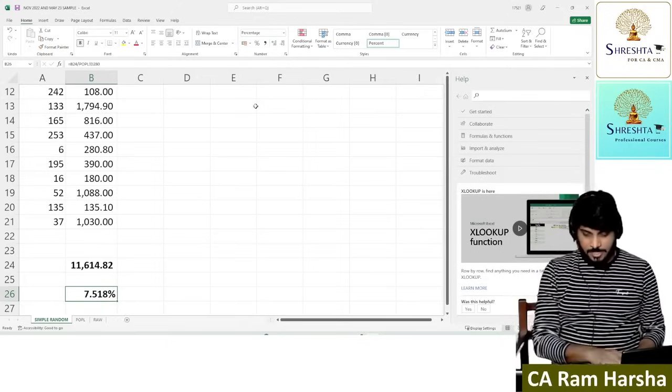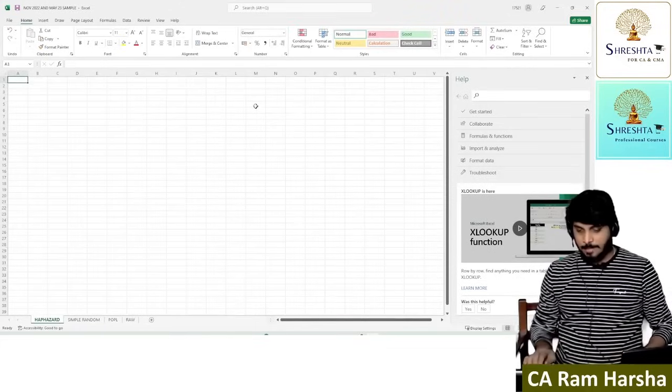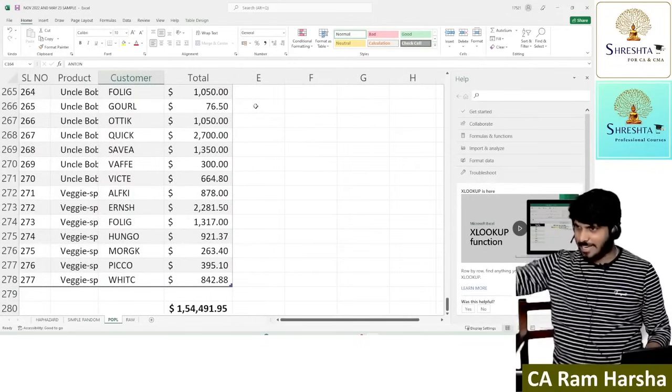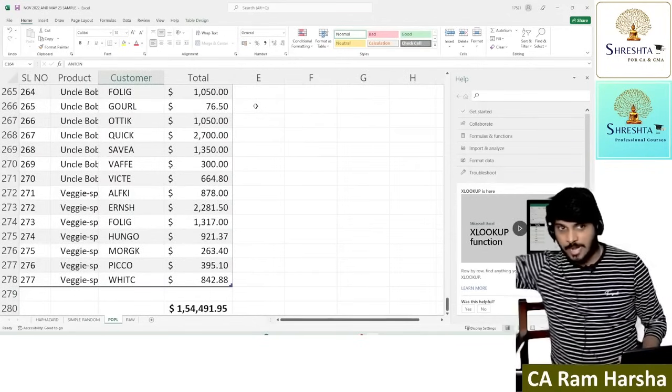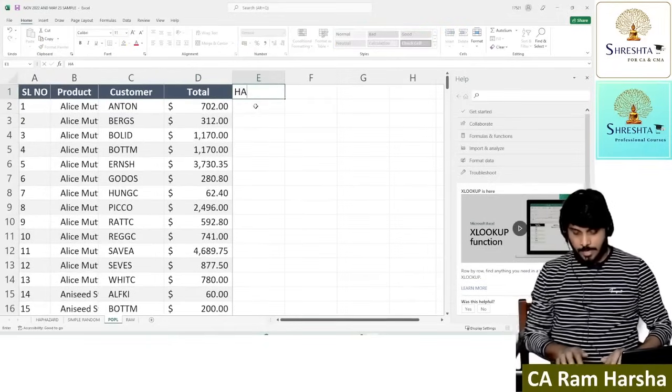Now I will apply haphazard sampling. Haphazard sampling means I am selecting randomly, but I am not using random number tables. Now haphazard selection.